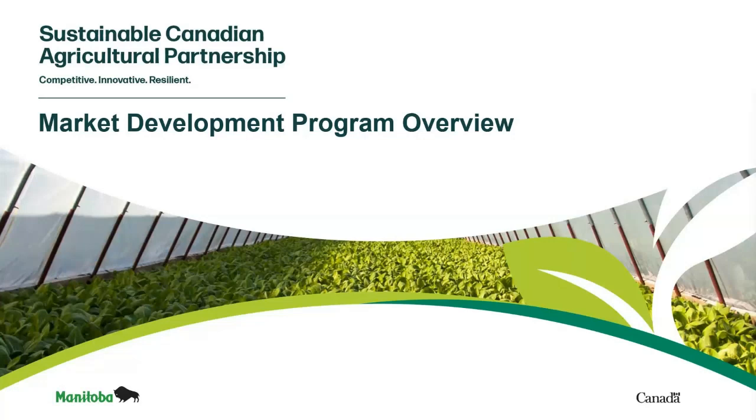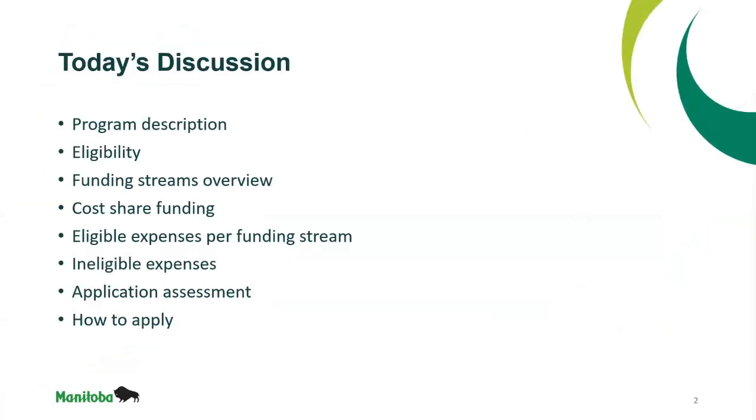The purpose of this webinar is to introduce you to Manitoba's Sustainable Canadian Agricultural Partnership Market Development Program. We will run through the program information and show you what it's all about. So today's discussion, we're going to start with the program description, eligibility, funding streams overview, cost share funding, eligible expenses per funding stream, ineligible expenses, application assessment, and finally, how to apply.